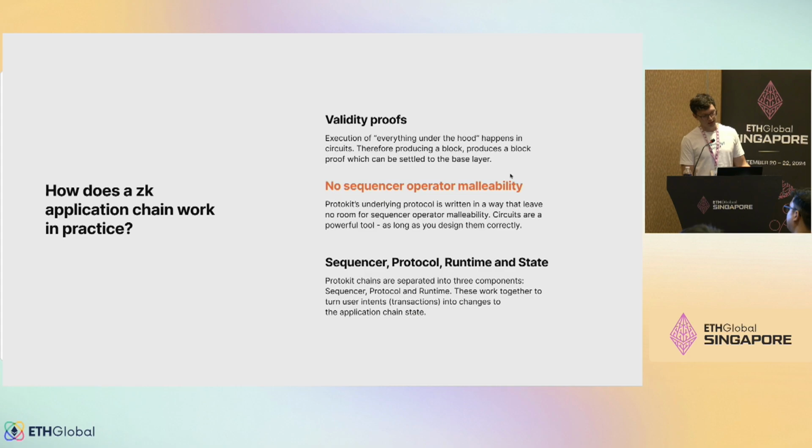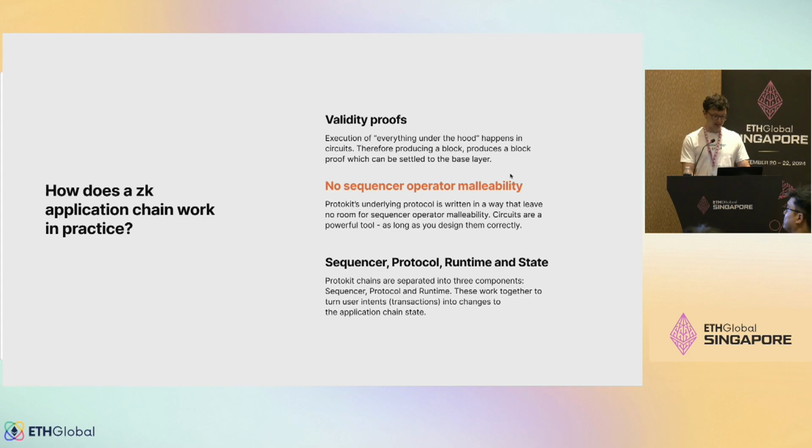So how does it work in practice? Everything in Protokit is again proven and provable. That means that everything that happens in Protokit has validity proofs attached to it. So you can think of it as a zkApp rollup. We take those proofs later and give them to the base layer to then be settled there.